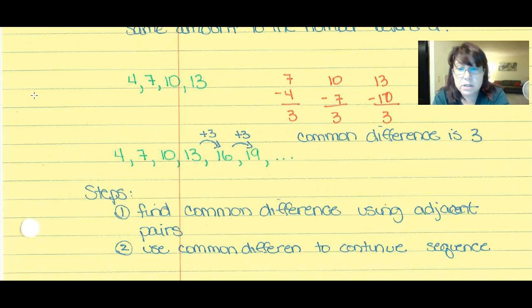So when you have an arithmetic sequence, we have really two steps to figure out what's going on. One, we're going to find the common difference, by doing this subtraction: second number minus first, what's the difference? Third number minus second, what's the difference? Fourth number minus third, what's the difference? This is called the common difference. Once we find the common difference, that's what we're going to add to continue the sequence.